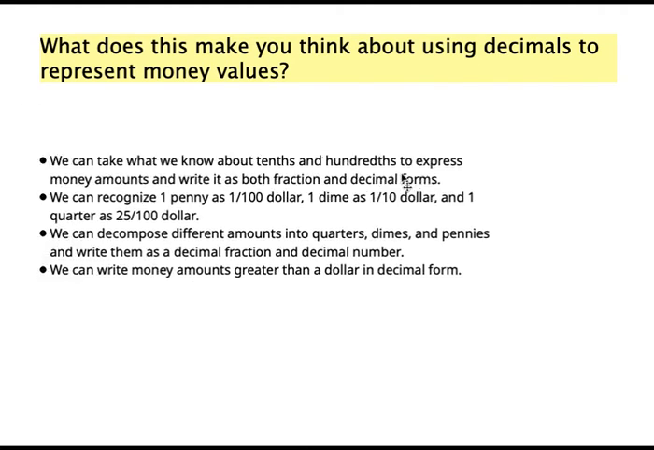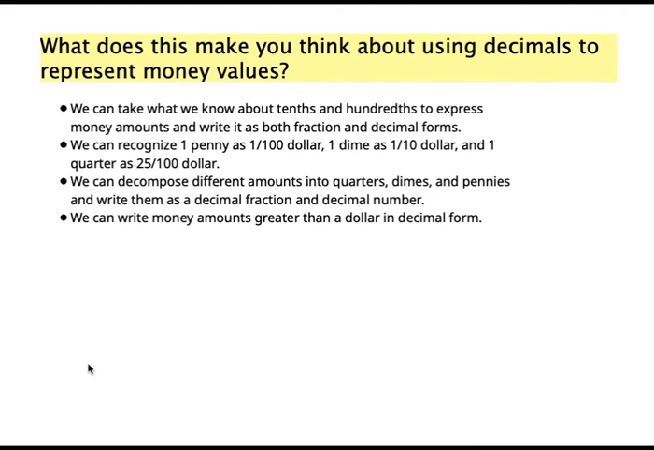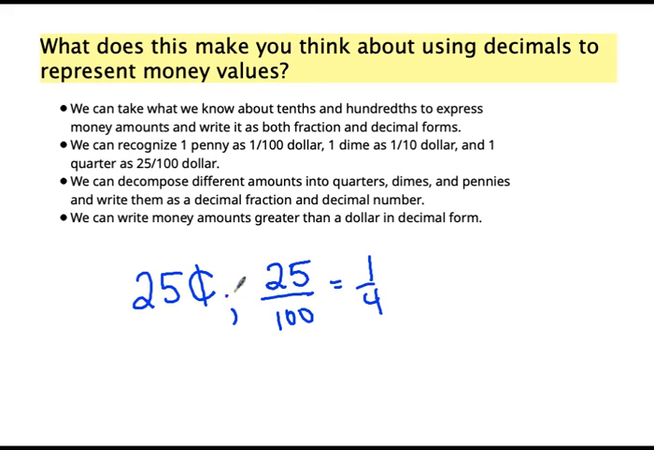So what did this make you think? Did it make you think that we can take what we know about tenths and hundredths to express money amounts and write it as both fractions and in decimal forms, right? We saw that we wrote 25 cents a few different ways, right? We can write it 25 with the little cent symbol. We can write it as a fraction of 25 hundredths, or we can even write it as 1/4, right? We could also write it using the dollar sign and using decimals to show how much a quarter is.